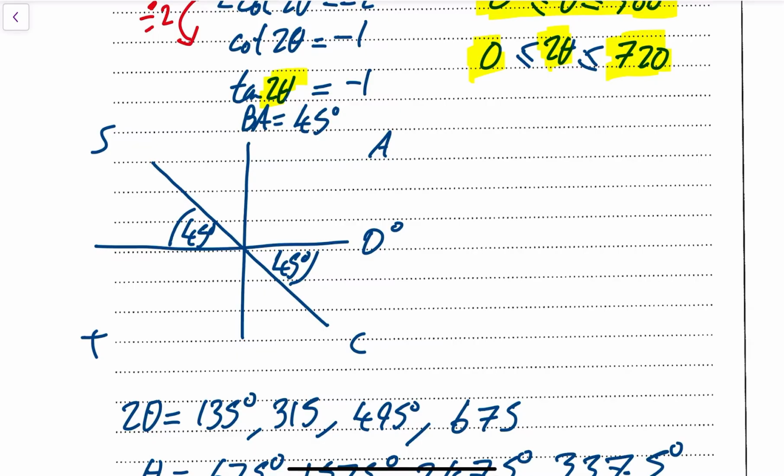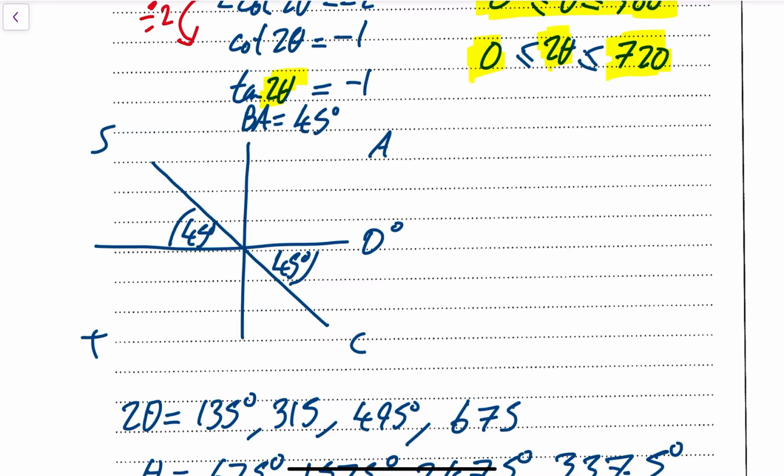Now my first angle is 45 shy of being 180, which is 135. The next one is 45 shy of being 360, which is 315.